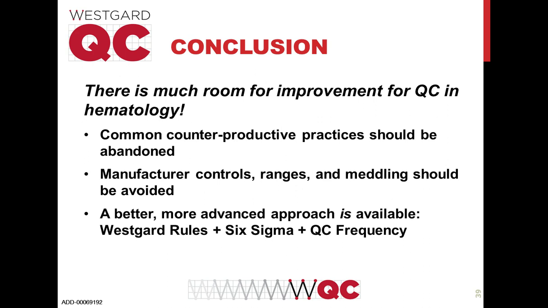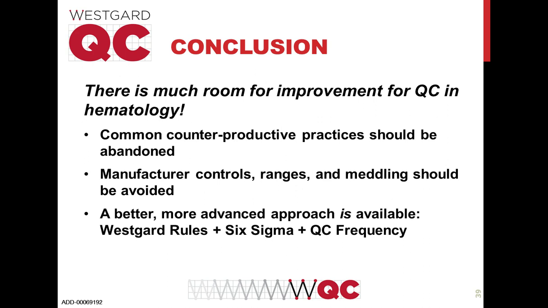Also, if you're using the manufacturer's range and the manufacturer's controls, those are going to make it very difficult to do QC the right way. If you use a manufacturer's SD, that's going to be big. It's going to lower your sigma metric, which is going to tell you to use more rules and run QC more often. Whereas if you do your own SD, that will be smaller.